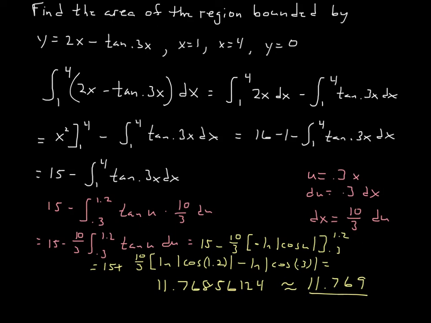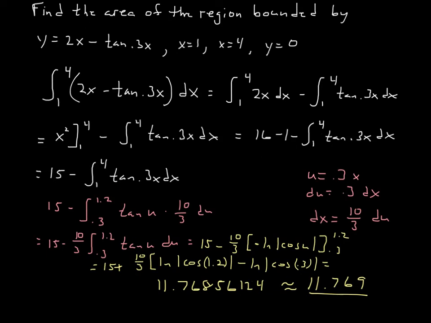And so I know that the integral of 2x dx is just going to be x squared, and that's going to go from 1 to 4, and it's still going to be subtracting this portion of that definite integral. So notice I'm not touching that yet. I'll deal with that over in this area. And so when I do that, that's going to be 16 minus 1 minus that integral, or I get 15 minus the integral from 1 to 4 of tangent of 0.3x dx.